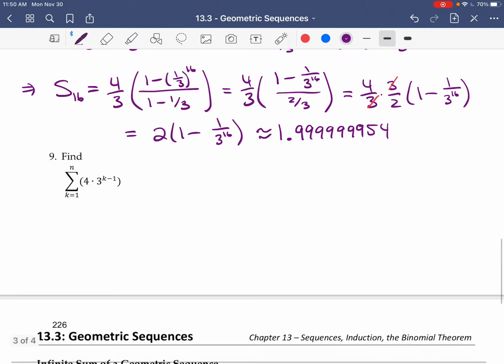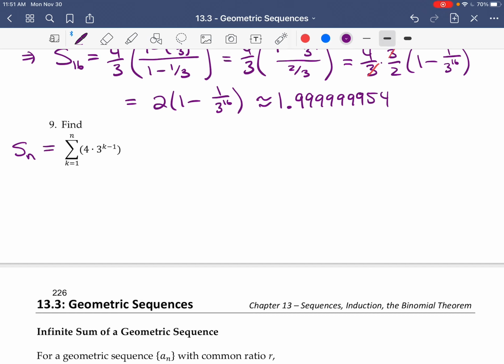Okay, so here, this is an Sn. Okay, so it goes from 1 to n. Okay, now here it's written in the sequence. Okay, so this sequence, when k is 1, is just 4. So a1 is 4. And then each time I multiply by 3. Okay, so the r is 3. Okay, so that is a geometric sequence. So this is going to be 4 times 1 minus 3 to the n over 1 minus 3.